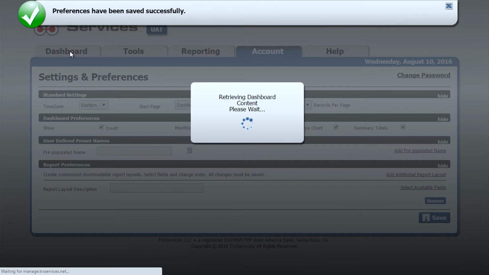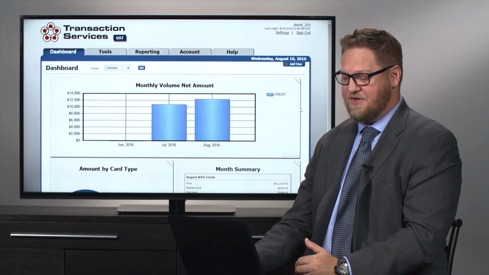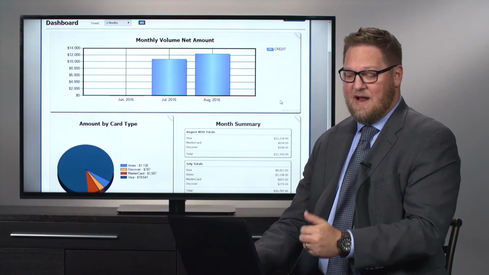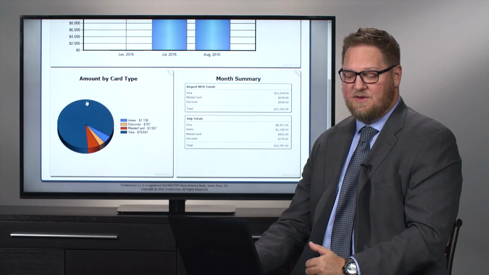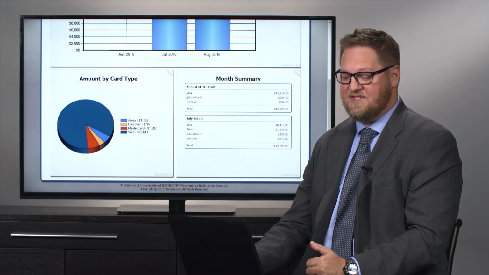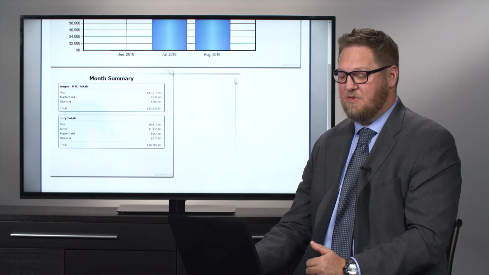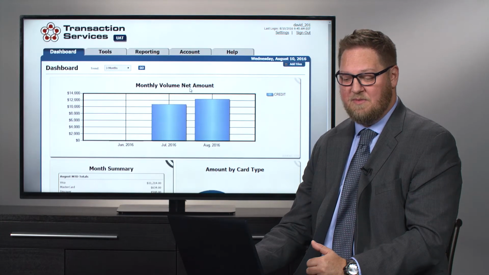Going through the management tools from the left to right, what I'll show you is first our dashboard. Dashboard configuration shows a graph that will show your month-over-month sales volume. It'll show a breakdown of card processing type and then a month-over-month summary. All of the tiles on the dashboard page are drag and drop, so you can change the position of them and that will be remembered.